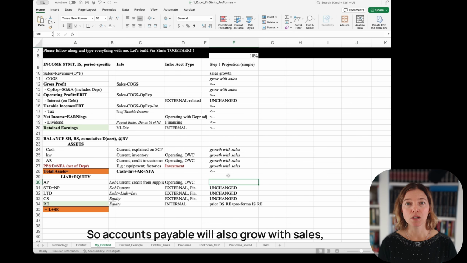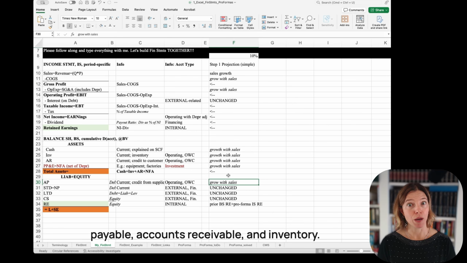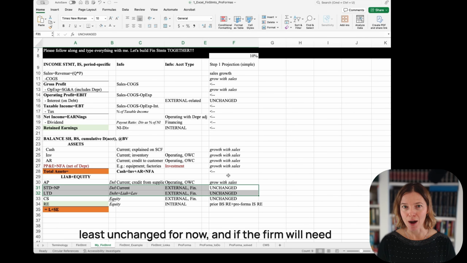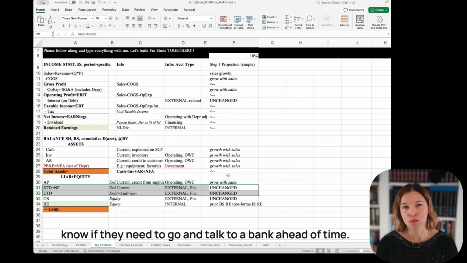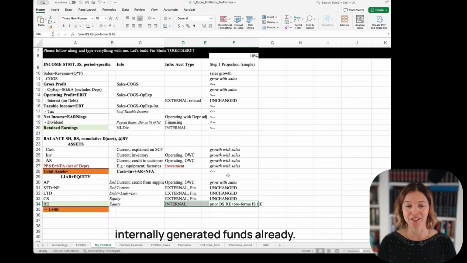So accounts payable will also grow with sales, just like all operating accounts: accounts payable, accounts receivable, and inventory. Then we have our debt accounts that are at least unchanged for now. And if the firm will need external funds, this is where they will come from. The firm will borrow, likely from a bank. They want to know if they need to go and talk to a bank ahead of time. And also common stock. And we've also brought in the internally generated funds already.